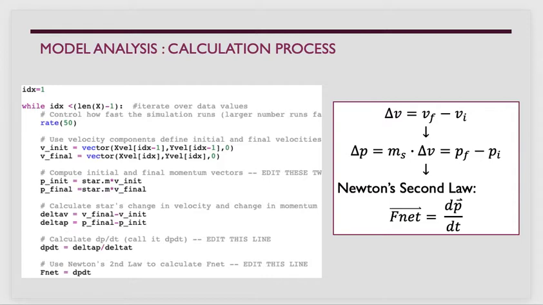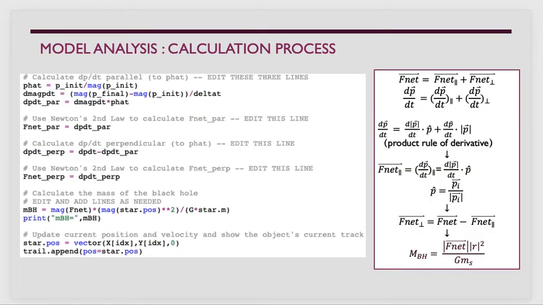First, delta V is equal to V final minus V initial, and delta P is equal to the mass of the star times delta V, which is also equal to P final minus P initial. And then we apply Newton's second law here to calculate F net.